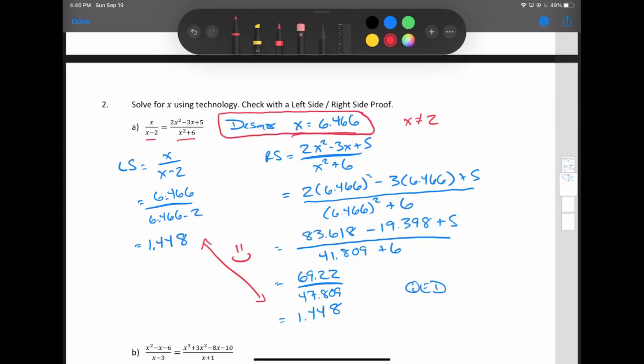I guess I didn't need to put the box around Desmos as well, but Desmos gave it to us, so let's at least give them some credit for it. The answer for x in this case is 6.466. That saves us a lot of time over doing it algebraically, even if we did do a left side, right side proof algebraically.